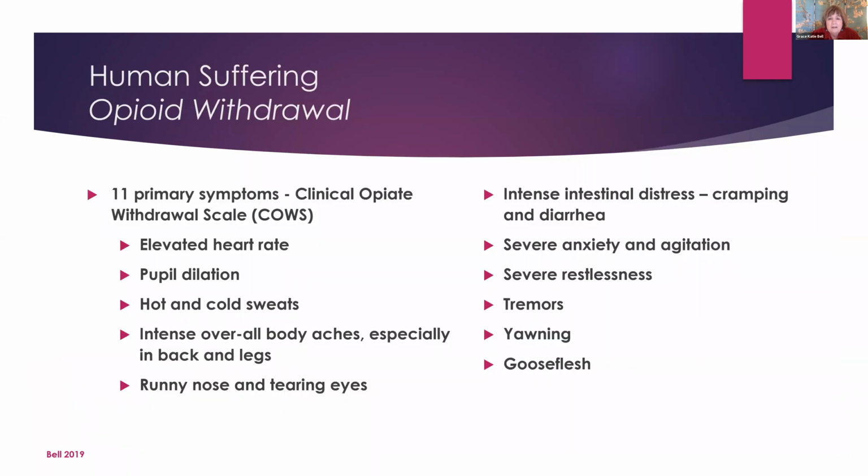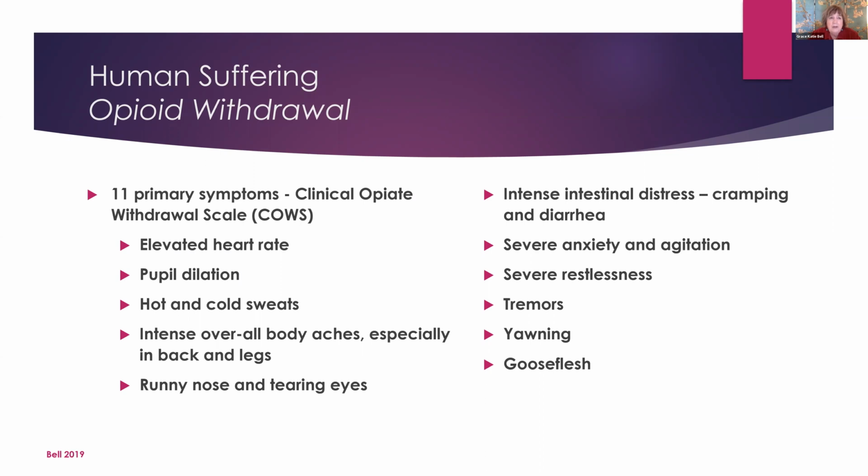The other aspect is we have craving and we have opioid withdrawal. So these are the primary symptoms of opiate withdrawal. This is what we measure on the clinical opiate withdrawal scale when patients are getting ready to start buprenorphine. They often describe a severe case of the flu: elevated heart rate, pupil dilation, hot and cold sweats, intense overall body aches, especially in the back and legs.